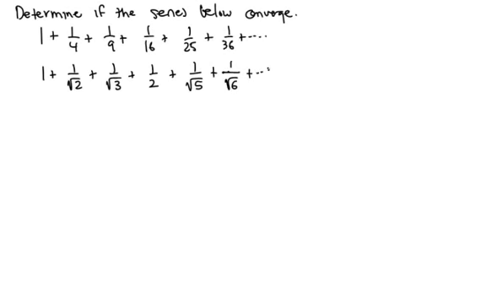Determine if the following two series converge. Series A: 1 plus a fourth plus a ninth plus a 16th plus a 25th. And series B: 1 plus 1 over root 2 plus 1 over root 3 plus a half plus 1 over root 5, and so on.